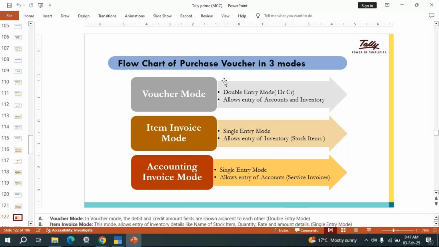Accounting invoice mode is also single entry mode only, used when we give services. For example, when we give advertisement services or transportation services, that time we use the accounting invoice mode. Like this we have three types of purchase mode: one is voucher mode, another one is item invoice mode, third one is accounting invoice mode only.